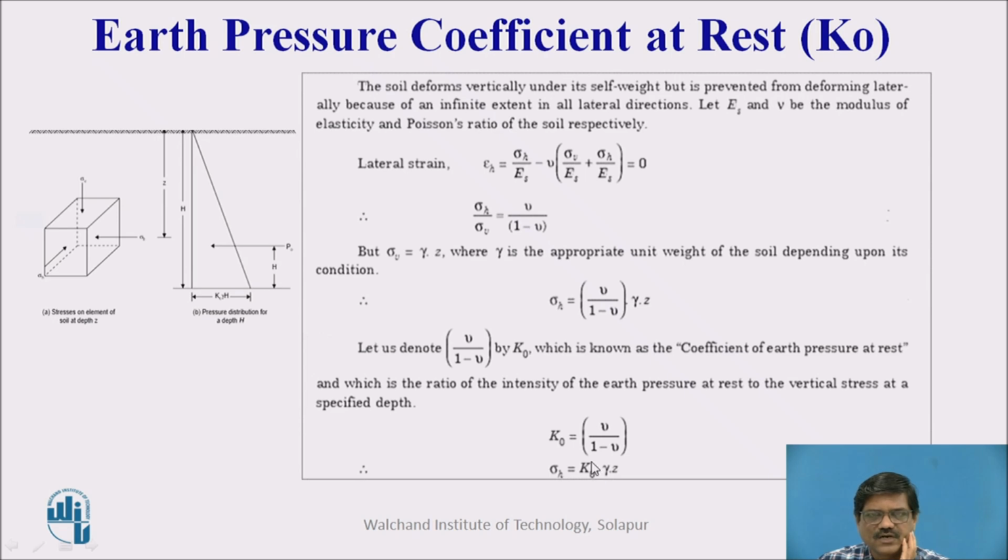Our focus here was to understand the formula of earth pressure coefficient at rest. Therefore, we discussed the determination of the value of K0, which is nothing but mu upon 1 minus mu, where mu is the Poisson's ratio of the soil.